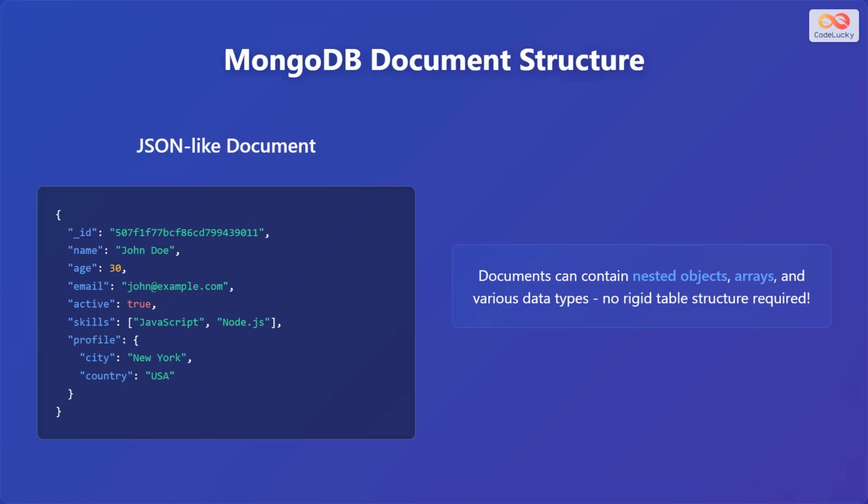MongoDB stores data in a JSON-like document format. A document can have fields like ID, name, age, email, active status, skills, and even a nested profile object. This flexibility means documents can contain nested objects, arrays, and various data types without requiring a rigid table structure.